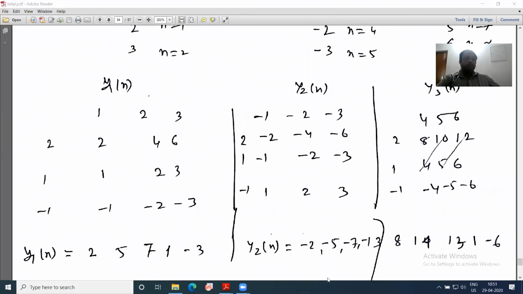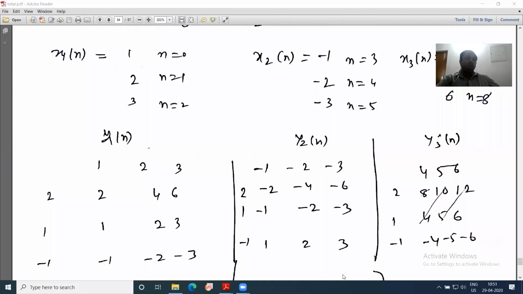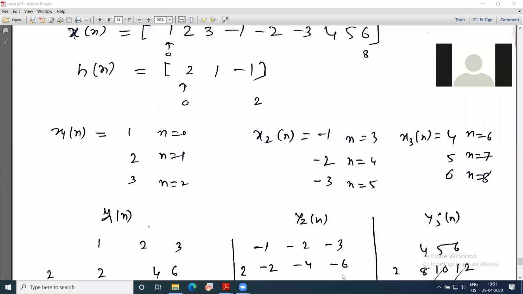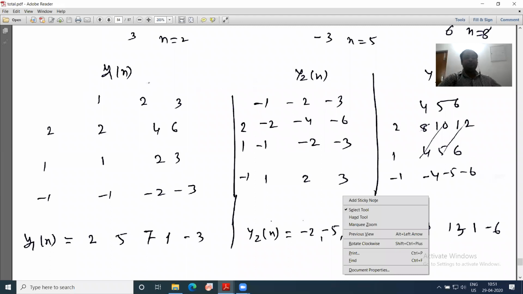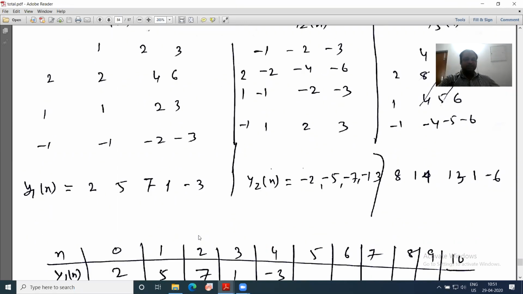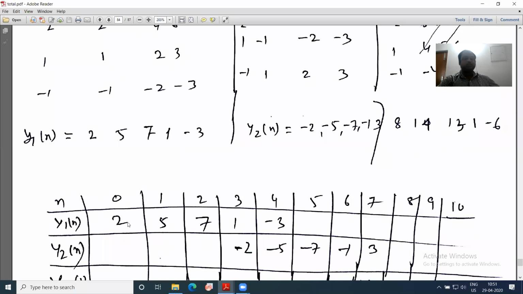Now, what will be the limit of y1 of n? The limit of y1 of n will be 0 to 4, that is 5 elements. So the 0 to 4, like 2, 5, 7, 1, minus 3. This is 0 to 4, I have written.